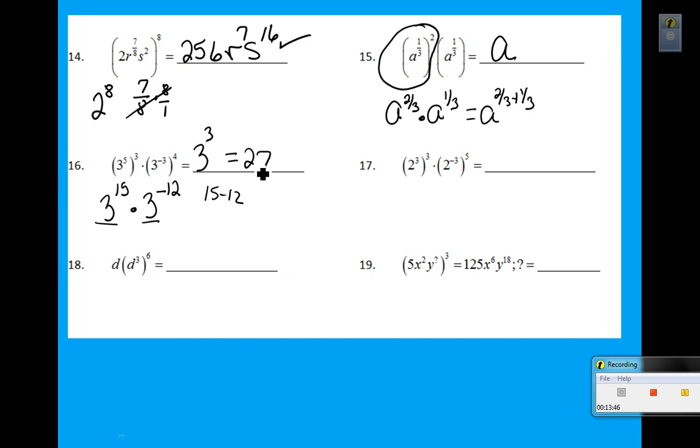Here's my number 17. I got 2 cubed. So this becomes 2 to the 9th times 2 to the negative 15th. I'm multiplying now, so I add those exponents. So I have 2 to the negative 6th. So really, what does that become? That becomes 1 over 2 to the 6th power.